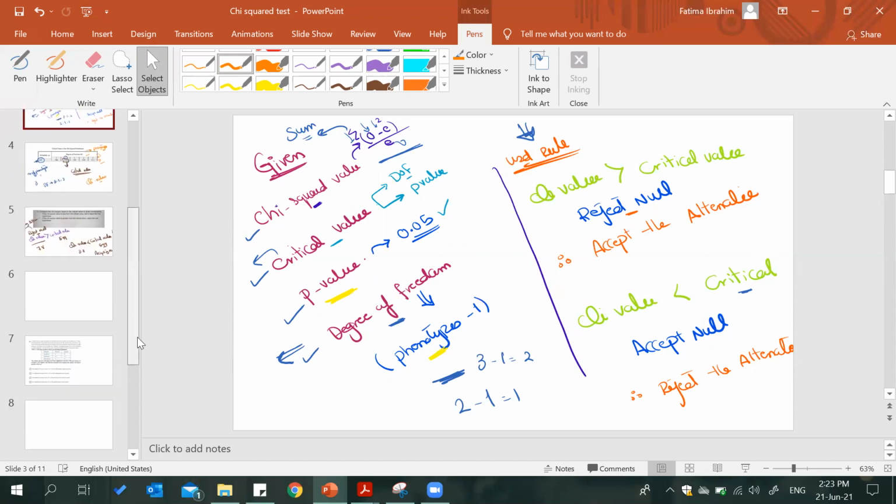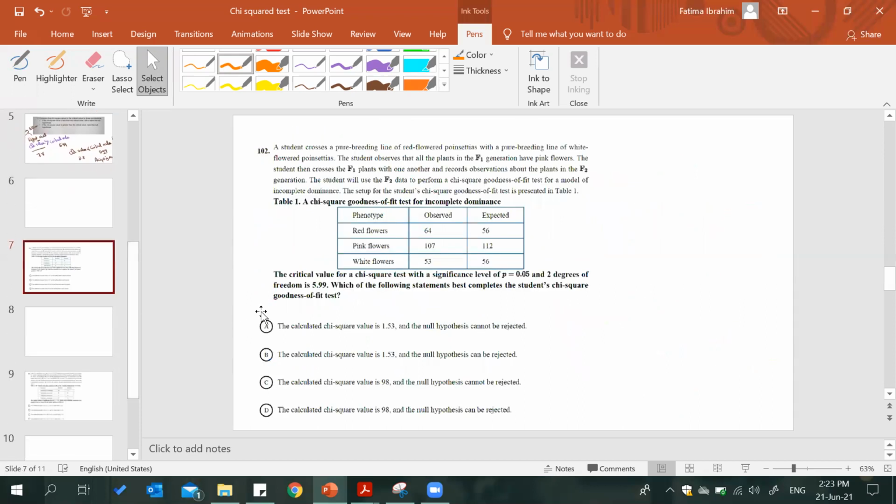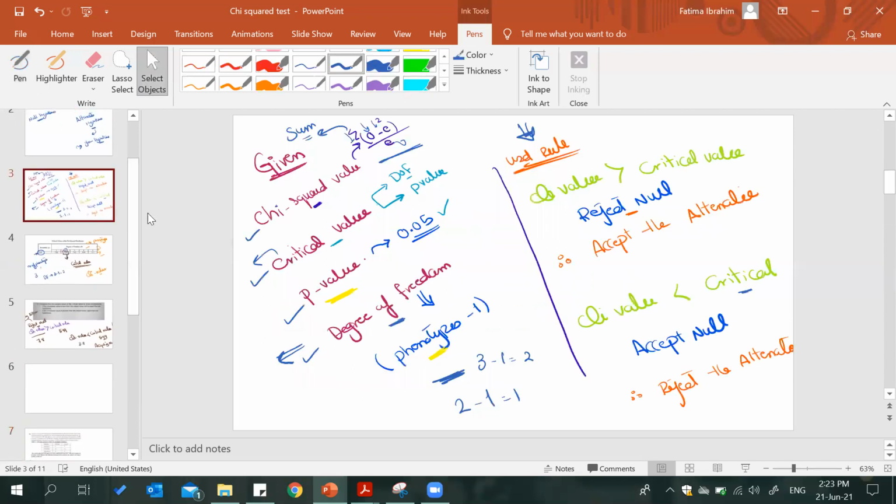Okay. Right. Now let's go and start solving some problems found within your review pack. The key in order to answer any AP question is to read the question very well and get the given out. A student crosses a pure breeding line of red flower with a pure breeding line of a white flower. The student observed that all the plants in the F1 generation have pink flowers. There's something that I would like to say before heading to this.